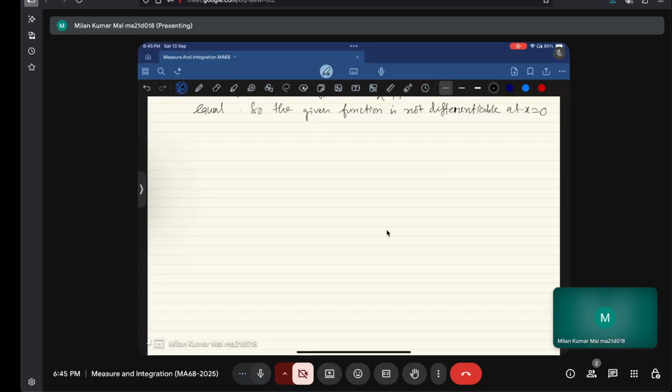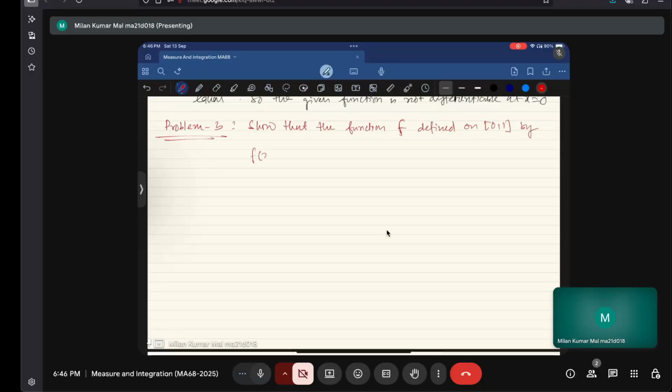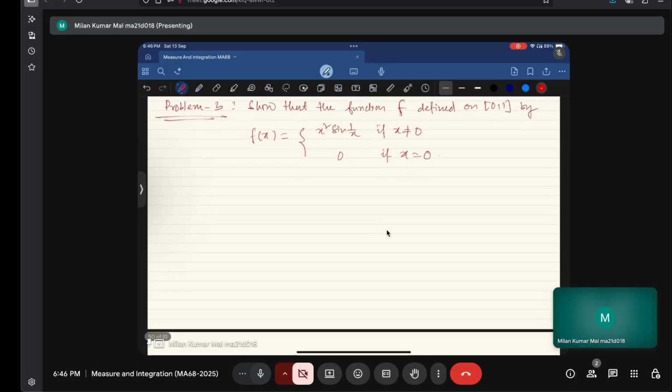So the next problem is problem 3. Show that the function defined by f of x equals x squared sin 1 by x if x is not equal to 0, and 0 if x equals 0, is of bounded variation. This function is of bounded variation.